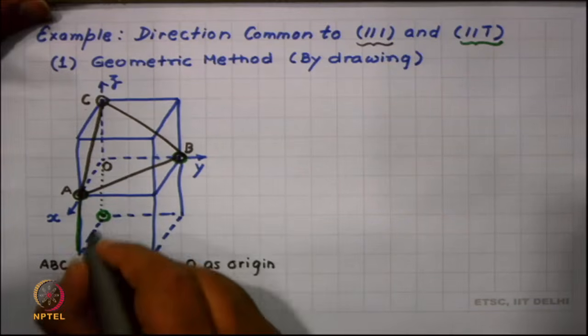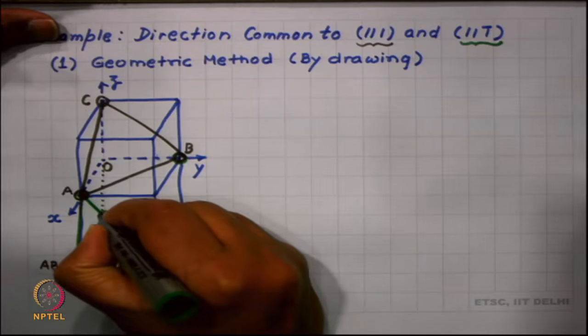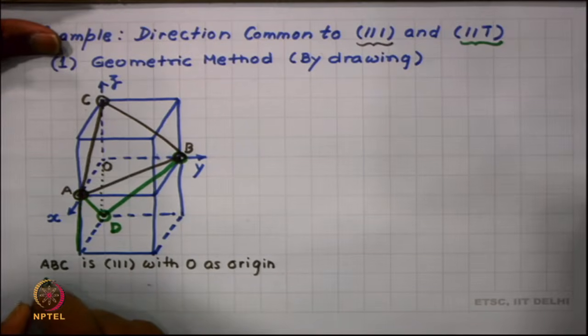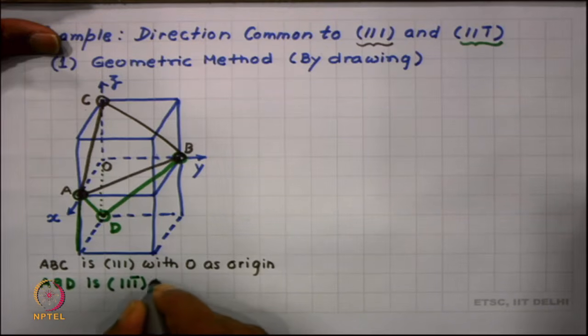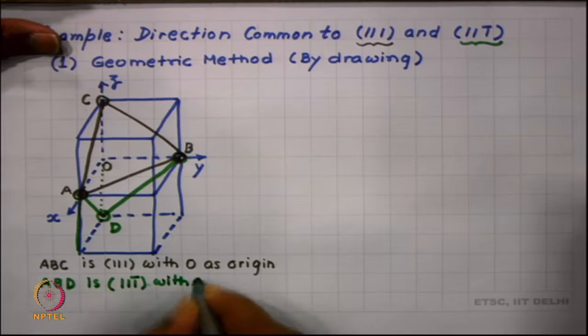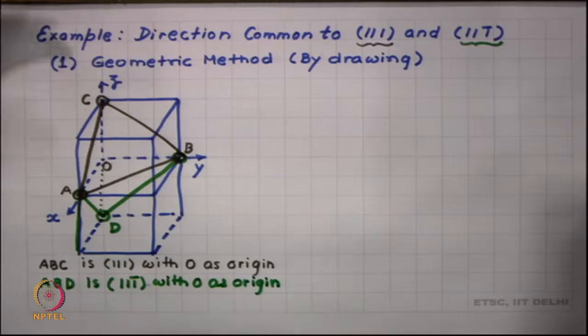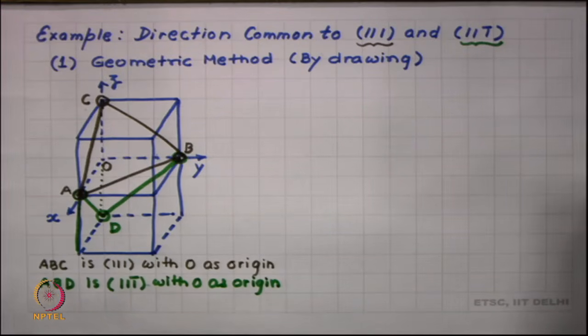And I put my plane, let me call this point D. So, ABD becomes 1 1 bar 1 again with O as origin. I have not changed the origin, and since I did not change the origin, I have to take another unit cell and I have to go in the lower unit cell to draw the second plane.